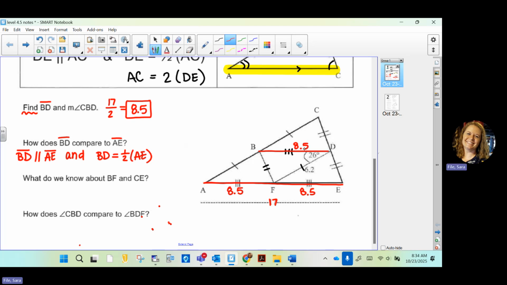Does that make sense? So far, so good? All right. Now it asks about what we know about BF and CE. So BF is here and CE is here. So what's their relationship?